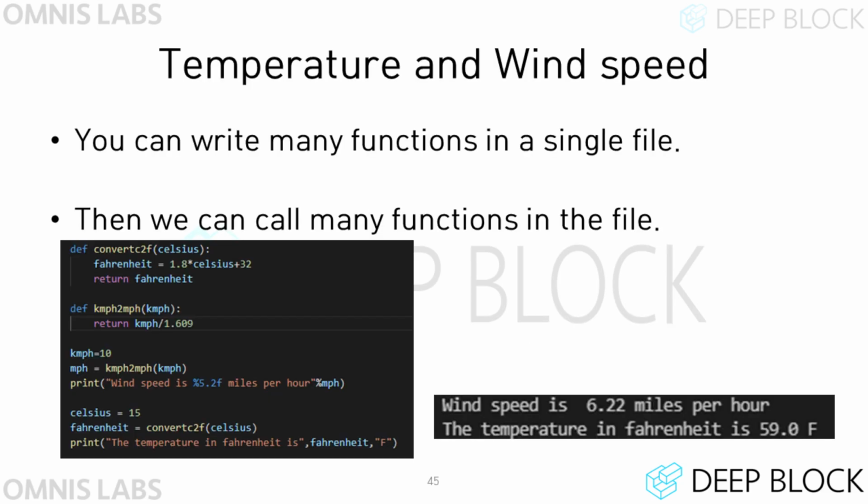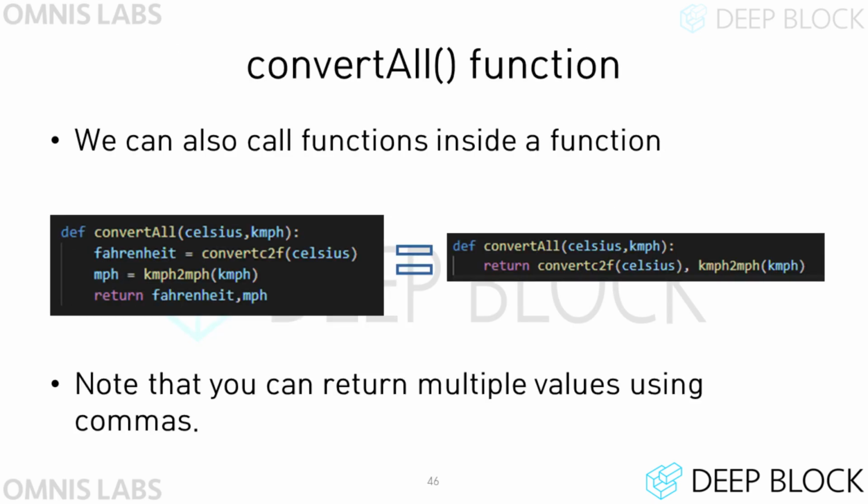It is possible to define and call multiple functions in one file. For example, it is also possible to define convert_c_to_f function and kmph_to_mph function in one file and call the two functions. It is possible to call another function inside a function.